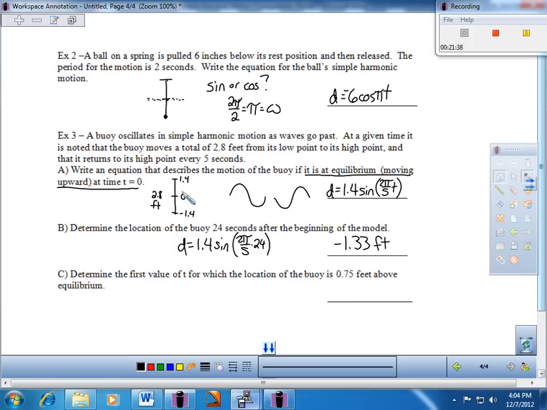Let's see, letter C. Determine the first value of t for which the location of the buoy is 3/4 of a foot above equilibrium. And just, by the way, in terms of this piece, we're always finding here the first value. Theoretically, there are an infinite number of values as this goes up and down, up and down, up and down, where the displacement would be 0.75 feet. We're not there just yet in terms of being able to solve that and represent that, but that is definitely sort of in the future for this curriculum. Anyway, let's go for it. 0.75.